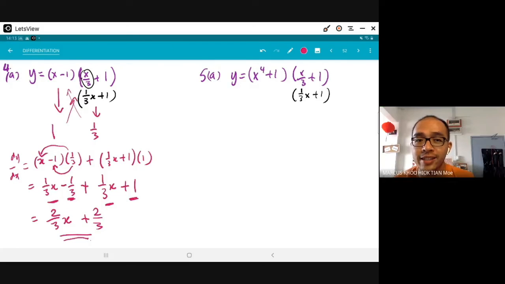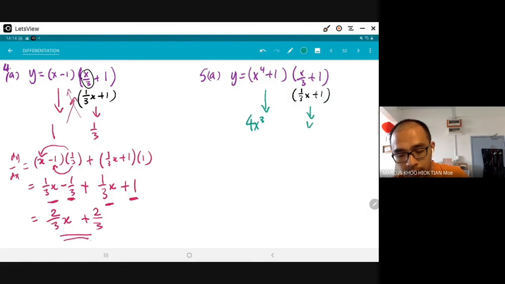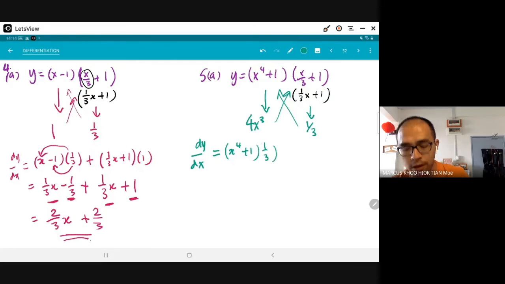Oh, okay. All right, in the same way, for this 5a, x to the power of 4 plus 1 will be 5x to the power of 4x to the power of 3, right? Okay, and then this one will still be the same now, 1 over 3. Then you cross multiply. Okay, so when you cross multiply, it becomes the dy dx already. So x to the power of 4 plus 1 to the power of 1 over 3. Sorry, multiply by 1 over 3. Plus 4x cubed multiplied by 1 over 3x plus 1.